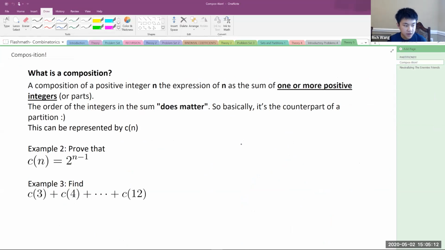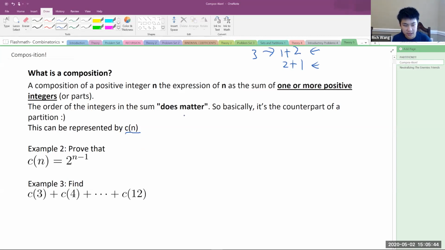So compositions are similar to partitions, except for the fact that when we put them into one or more positive integers or parts, order does matter. So for example, if we're partitioning 3, then the partitions 1 plus 2 and 2 plus 1 are distinct. So in other words, we would count this as 1 and then 2. So this is pretty interesting. And since, as we know, partition for P, composition for C, we normally represent compositions as C of n.